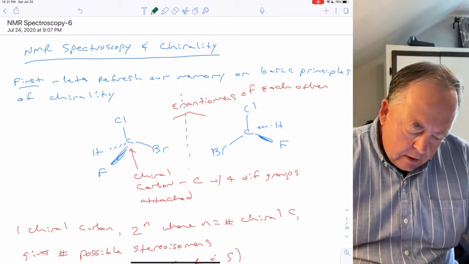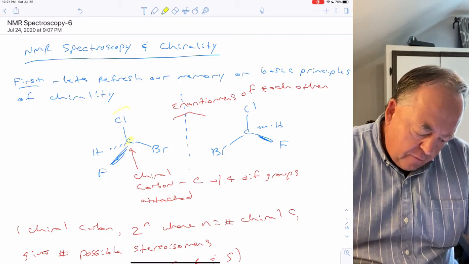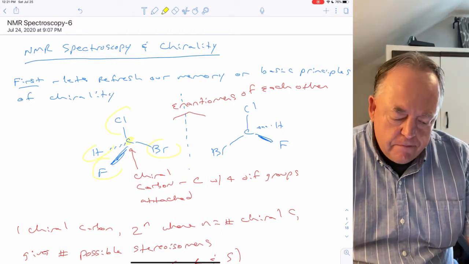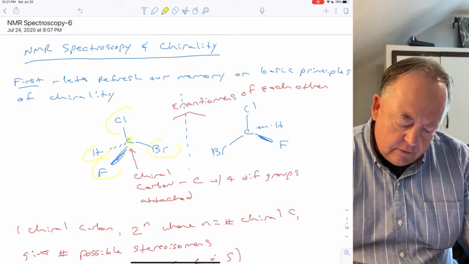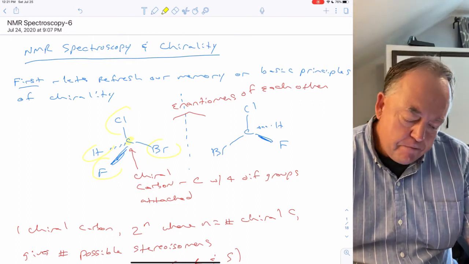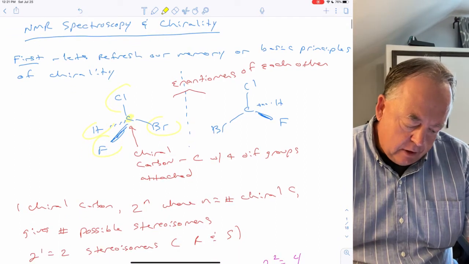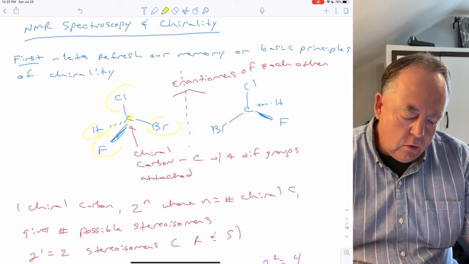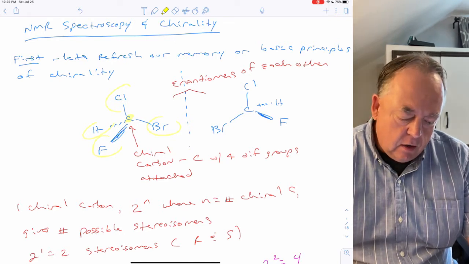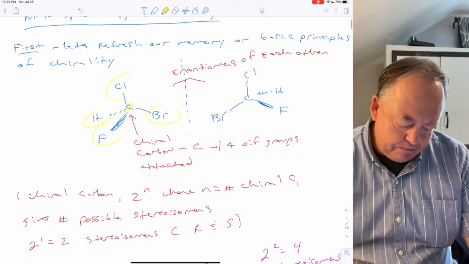So if we take these two molecules drawn, you have a carbon atom with 4 different things attached. So it's a chiral carbon, and it's a mirror image, and they're not superimposable on each other. So those two molecules would be enantiomers of each other, and if you remember, enantiomers have exactly the same physical and chemical properties. Their only difference is how they rotate plane polarized light and how they interact with other chiral molecules.